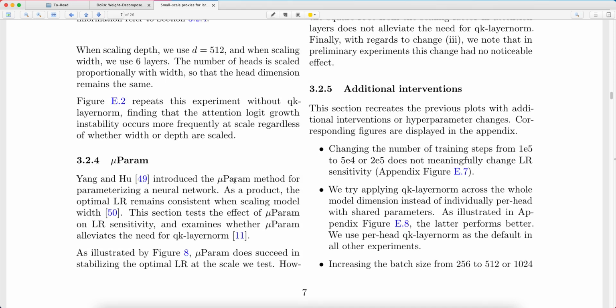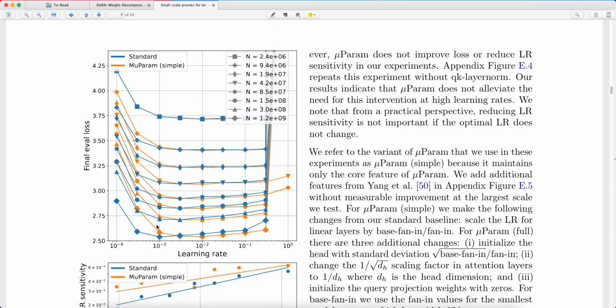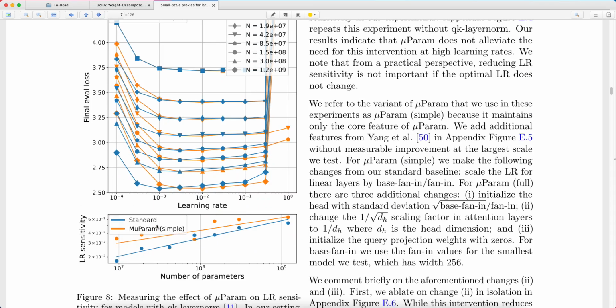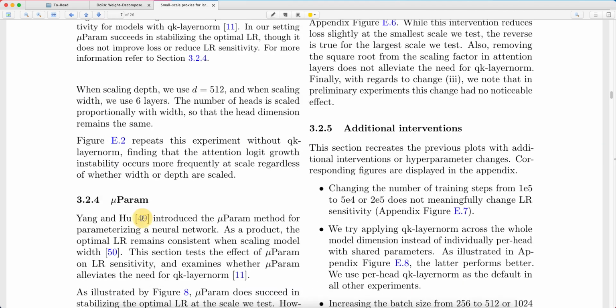Yang and Hu introduced the mu-param method for parameterizing a neural network. As a product, the optimal LR remains consistent when scaling model width. This section tests the effect of mu-param on LR sensitivity and examines whether mu-param alleviates the need for qk-layernorm. Do they explain what mu-param is? No. Looks like we're going to have to look it up.